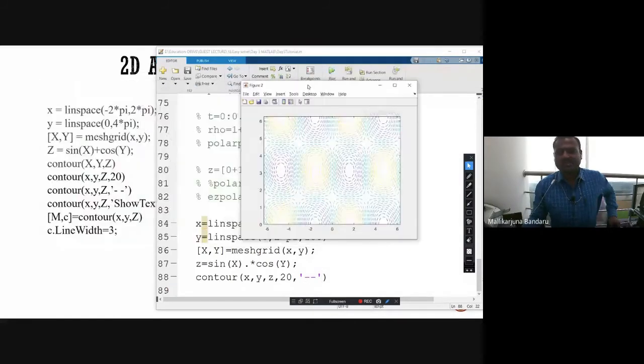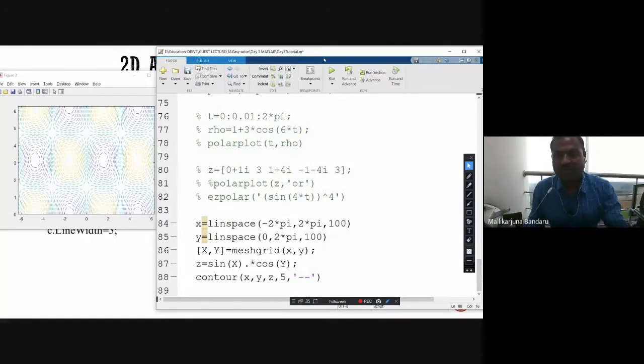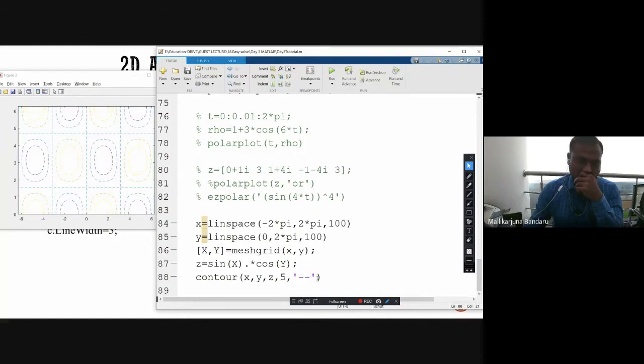See, right. And you would like to know what each curve represents. I mean, what is the value for each curve? What is the value for each curve? It is like this. So, text on. This is also in single quotes. So, text on.